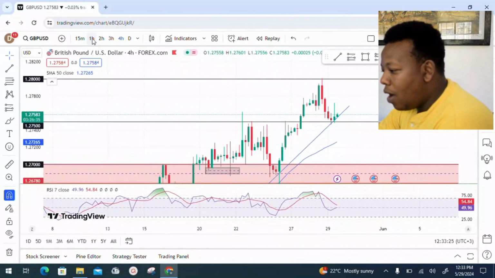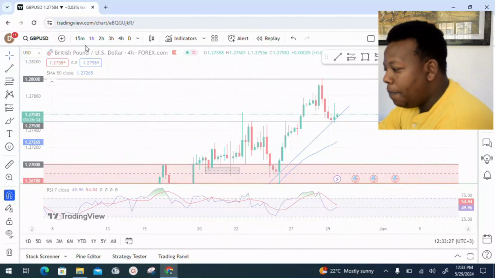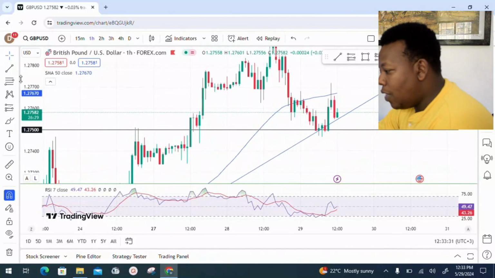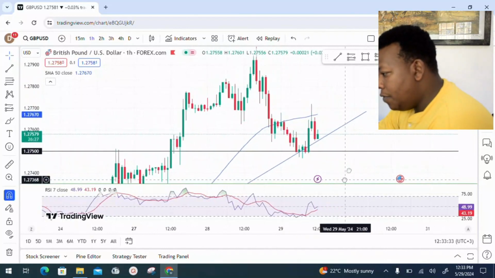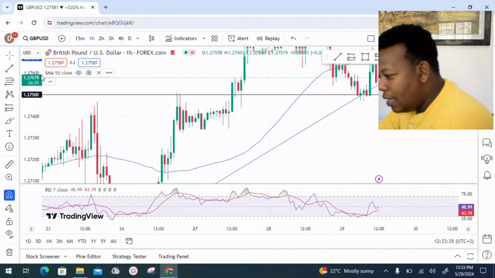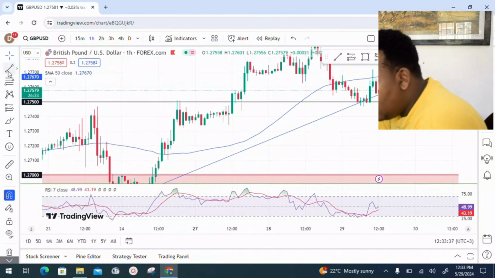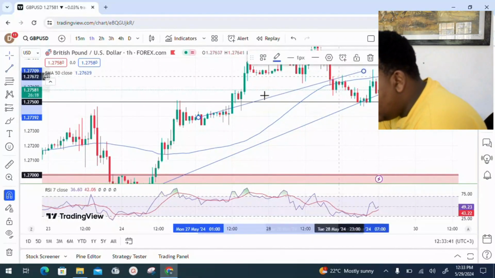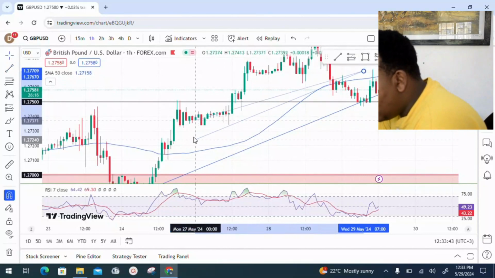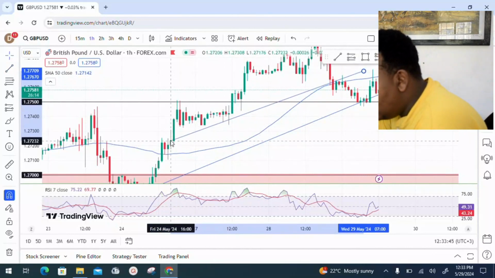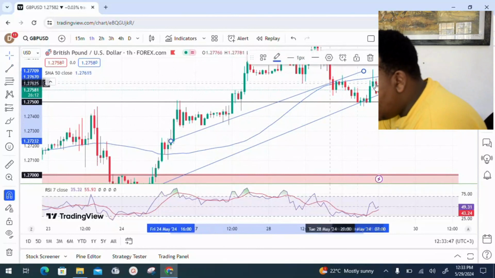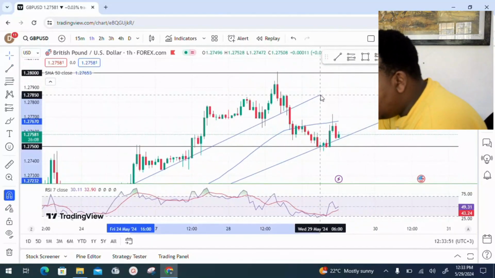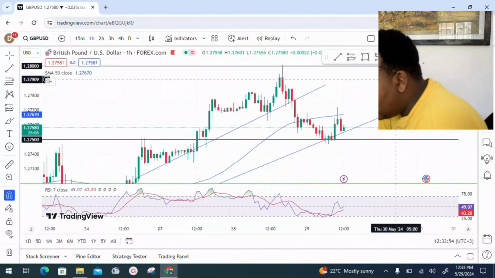From the 4 hours, we head now to the 1 hour, and we see how the market is playing out on the 1 hour. Here, if we draw a trend line at 1 hour, let's draw it from around where the market has touched an area at least 3 times. Let's start from there and see whether that's where it's valid. Let's just draw like that.